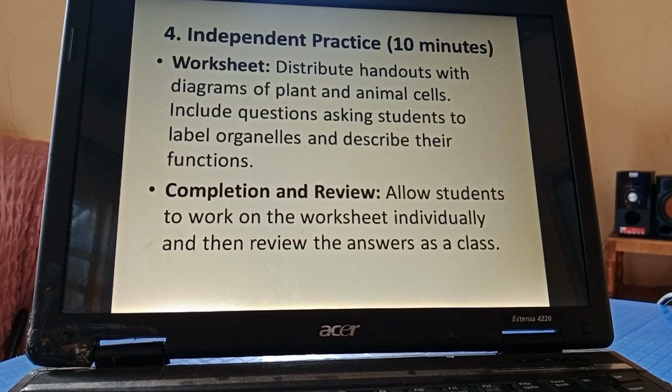Independent practice. Distribute handouts with diagrams of plant and animal cells, including questions asking students to label organelles and describe their functions. And this will be your worksheet. Allow students to work on the worksheet individually and then review the answers as a class, which is completion and review.